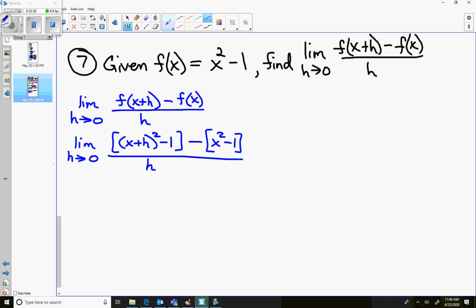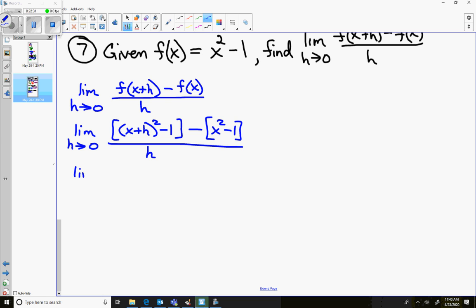Now we need to clean all this up. Limit as, oops, I started saying x. It's not x, it's h. The limit as h goes to 0. (x plus h) quantity squared. Well, that's a binomial squared, expands as a perfect square trinomial. So x squared plus 2xh plus h squared. Don't forget the minus 1. And then for the second term, there's a minus that gets distributed. So it becomes minus x squared plus 1. All being divided by h.